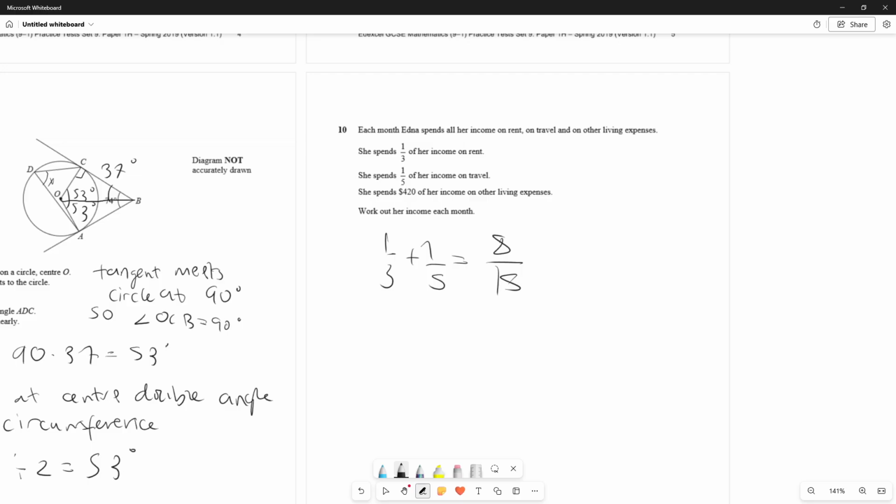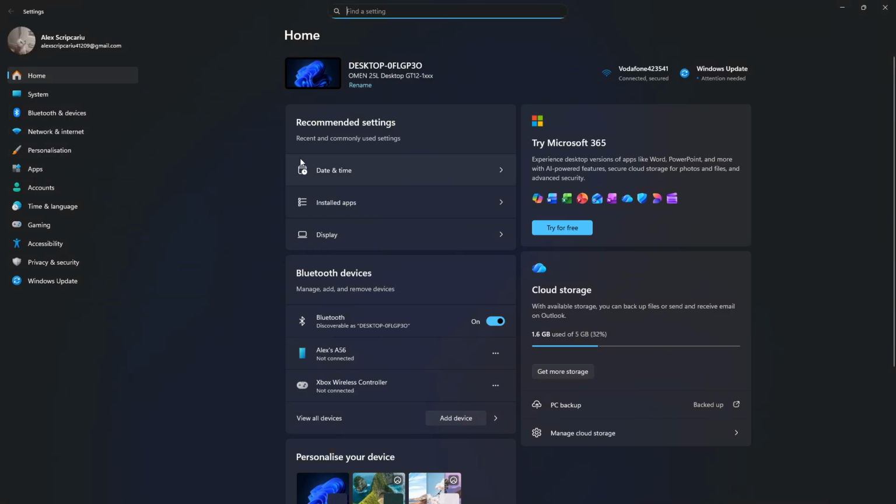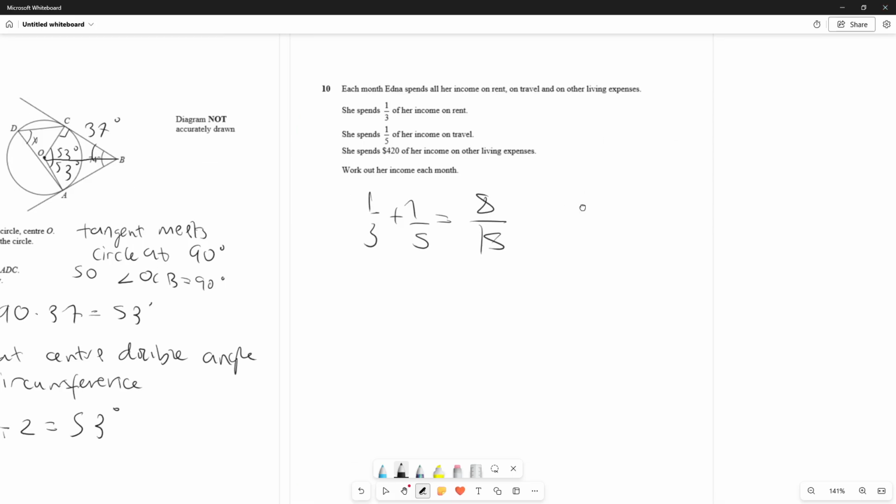Okay, let me just quickly change my settings. Sorry, data display. I'm trying to find that. Okay. There you go.